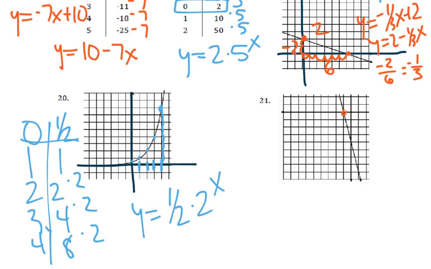Okay, number 12, we've got a point right there. We've got our y-intercept right there. 1, 2, 3, 4. So negative 4. We're going down 1, 2, 3, 4 to the right 1. So y equals negative 4x minus 4.